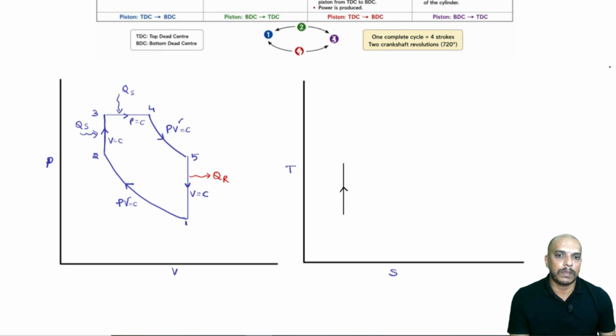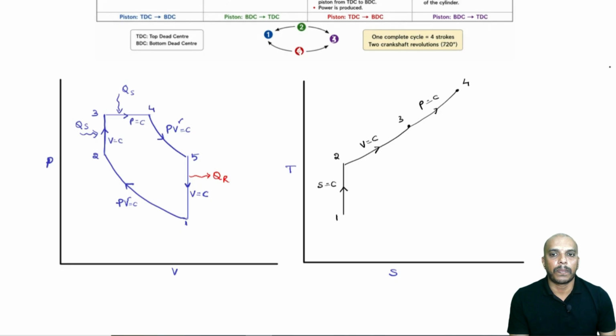Now, the TS diagram can be started with 1 to 2, which is reversible adiabatic or isentropic, both are the same. Isentropic means entropy constant. In a TS plot, it will be a vertical line. Then 2 to 3 would look like constant volume here, and again 3 to 4 would look like this, that is pressure constant. Pressure constant and volume constant will look quite similar in the TS diagram.